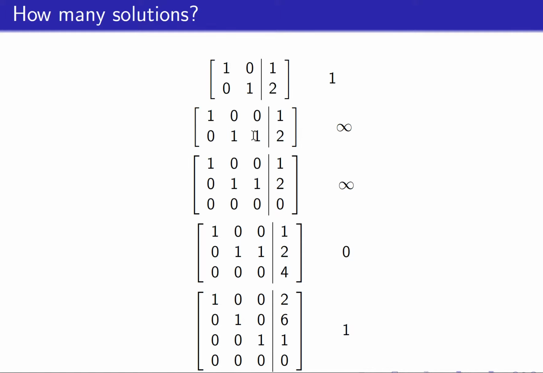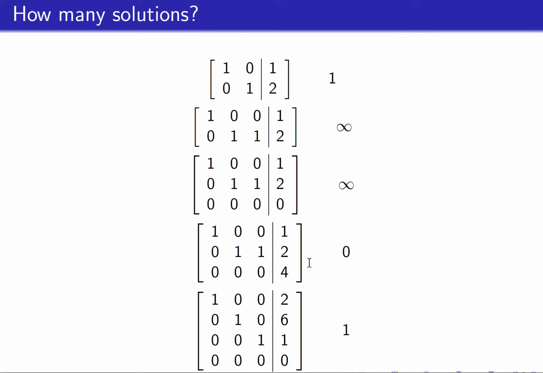This is infinitely many solutions. These are pivots, but this one here is free to be any value because we never reached that column. Look at this one. Infinitely many, again, same idea. It's true we have an extra row of zeros here. That doesn't make any difference.